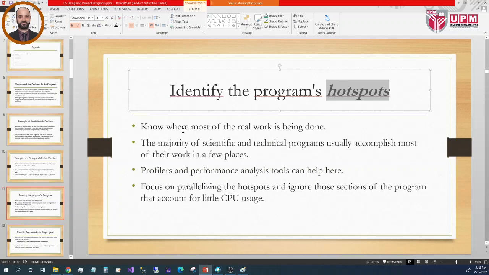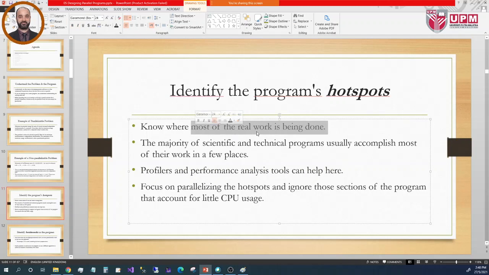So know where most of the real work is being done. Try to find where is the most real work in the program. You try to find the major functions that waste a lot of time because they are running sequentially. The majority of scientific and technical programs usually accomplish most of their work in a few places.